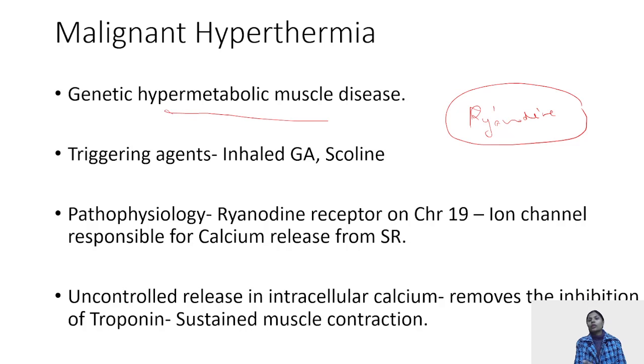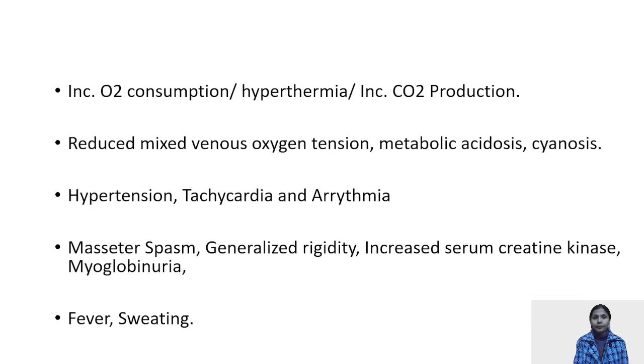And there is mutation in these receptors, and we have an uncontrolled release of intracellular calcium, which leads to inhibition of troponin, and we have a sustained muscle contraction because of availability of so much calcium. We have an increase in the oxygen consumption, which is very similar to that of hypothermia.